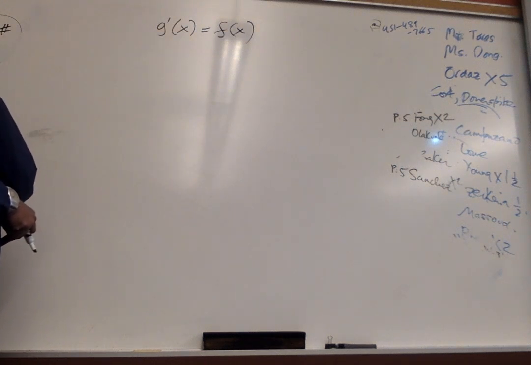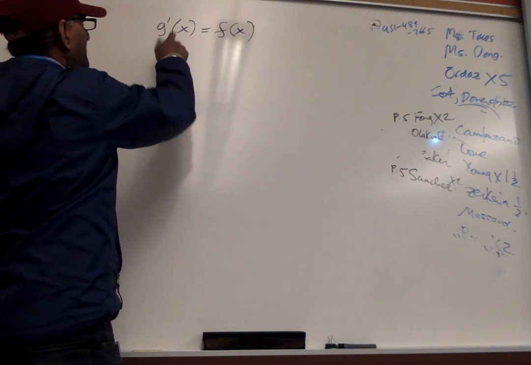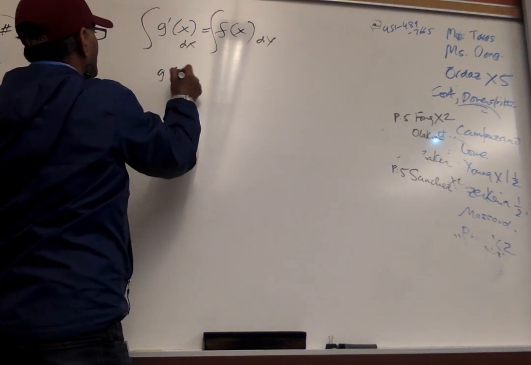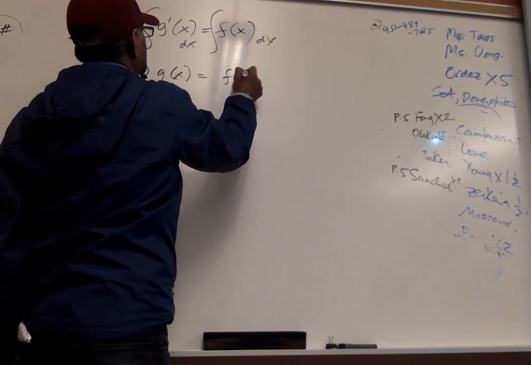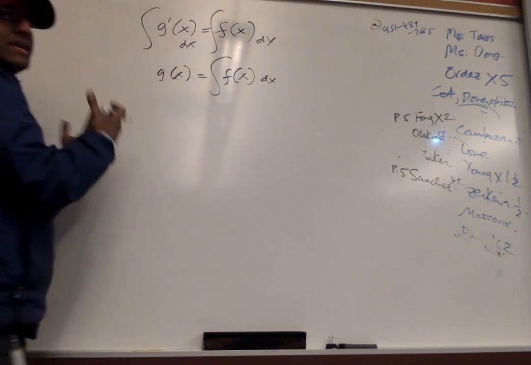Integrate, thank you. Should I integrate both sides? And it will give you g of x then. I'm just going to integrate both sides. So then g of x will become the integral of f of x. Everybody okay there? Did everybody understand what's going on?